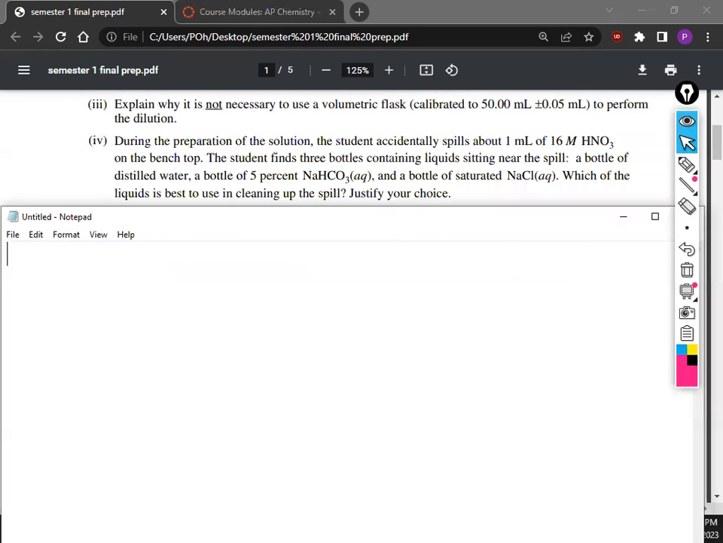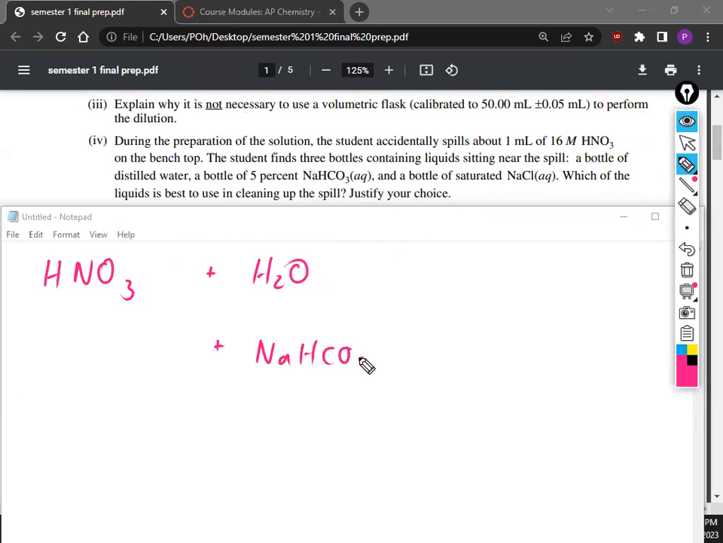All right, so what we're going to look at now is basically if you spill HNO3, and these are the 3 options that you can use to clean up the spill. What you need to do is figure out which one is the most effective in getting rid of the nitric acid. So we can look at the chemical equation, plus H2O, plus NaHCO3, and plus NaCl. What we want to figure out is which is going to neutralize it, right? Because if you spill an acid, what you want to do is neutralize it.